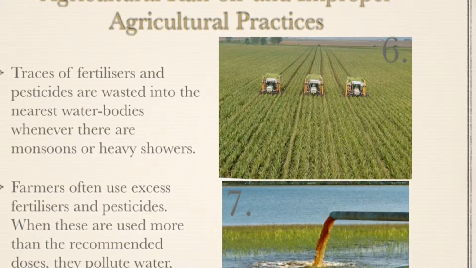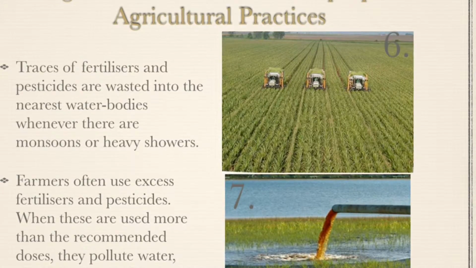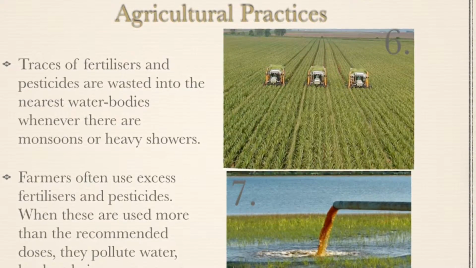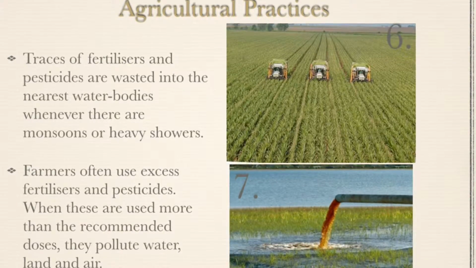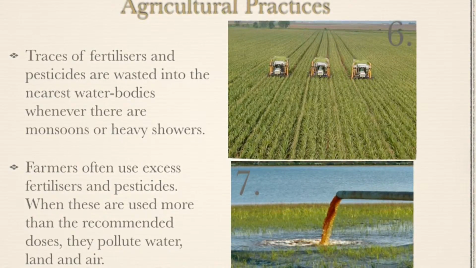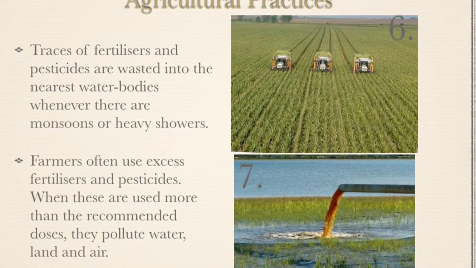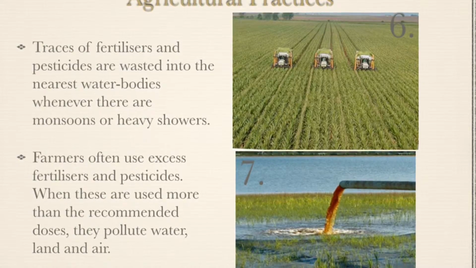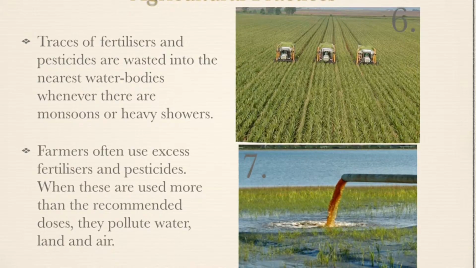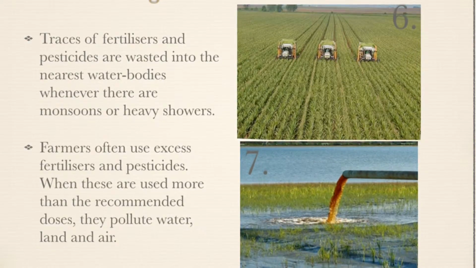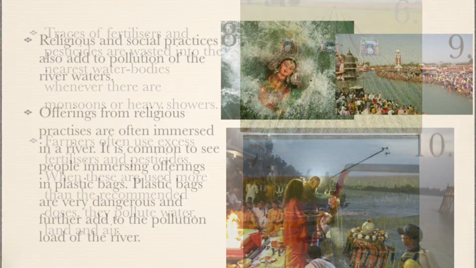Agricultural runoff and improper agricultural practices. Traces of fertilizers and pesticides are washed into the nearest water bodies whenever there are monsoons or heavy showers. Farmers often use excess fertilizers and pesticides. When these are used more than the recommended doses, they pollute water, land and air. Picture number 6 is an image of 3 machines harvesting crops in India. But as you can see in picture number 7, agricultural runoff and improper agricultural practices can cause chemically polluted water.